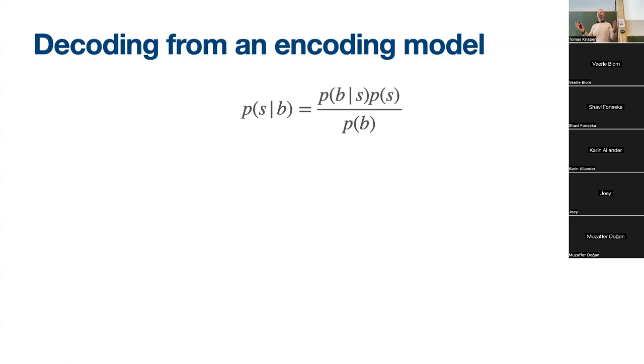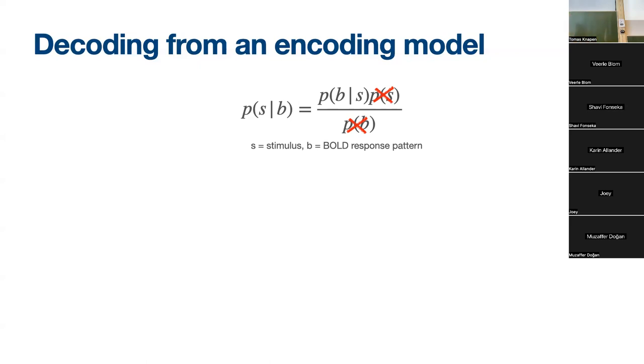Again, I won't go through equations in the thing. So here the stimulus is S and B is the bold response. We don't care so much about the prior of these two components. What we care about is this equality here, this sort of approximate equality there.